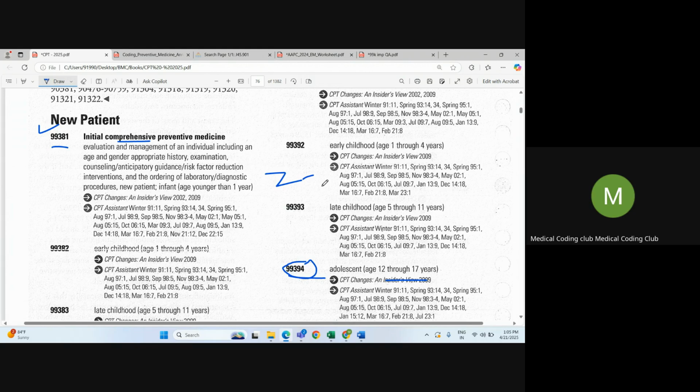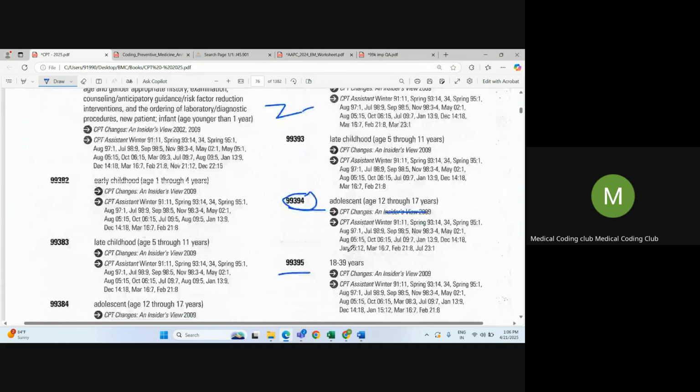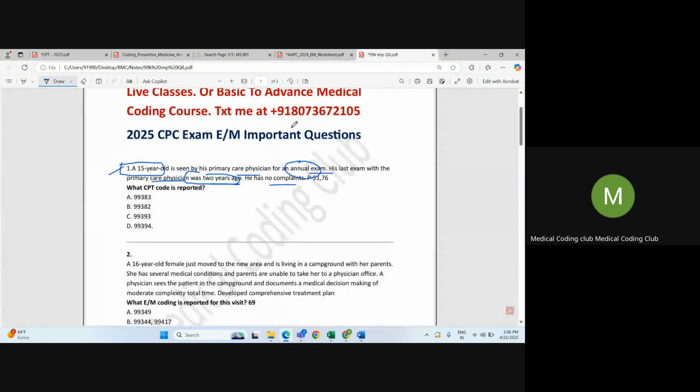Okay, first we have to check whether any abnormalities are there or not, and then we have to assign the ICDs. For example, in our question, the patient age is 15. So the 15-year-old code is 99394. So for this, what will be the ICD code? See here, the doctor has said he has no complaints, and he has no abnormalities.